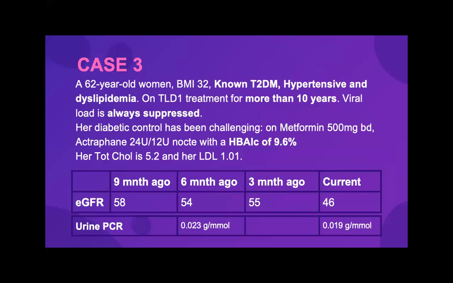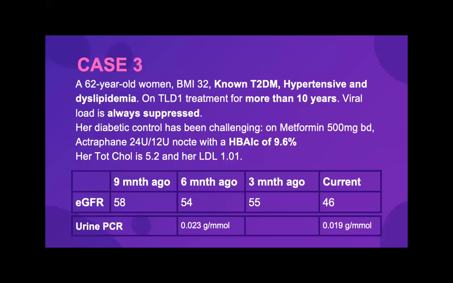Her diabetic control has been challenging. Her metformin dose is 500 milligrams BD, and she's on insulin 24 units and 12 units. And her HbA1c is 9.6, so she is above our target. Her total cholesterol is 5.2 and her LDL was 1.01. Here is a summary just of her blood results and urine tests over the last few months. So you can see 9 months ago, her eGFR was slightly decreased at 58.